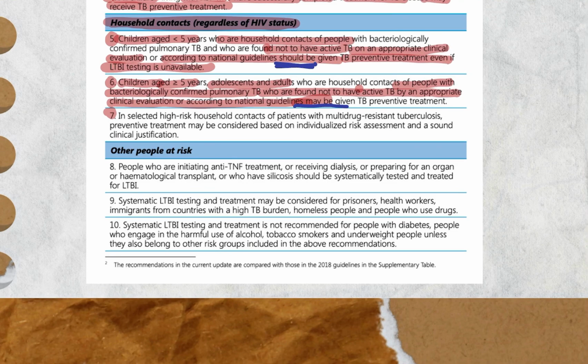Next point: in selected high-risk household contacts of a patient with multidrug-resistant tuberculosis, preventive treatment may be considered based on individualized risk assessment and a sound clinical justification, like an expert guide.